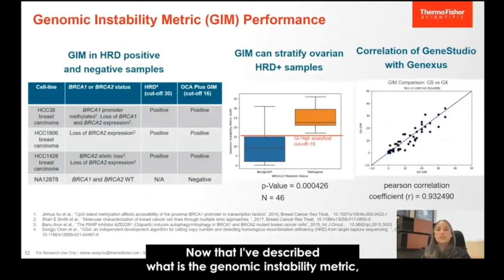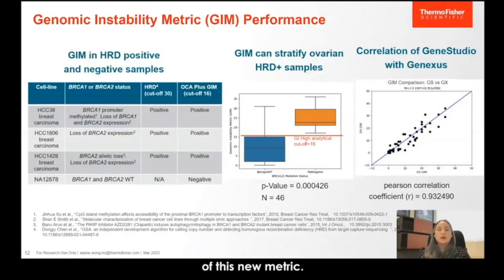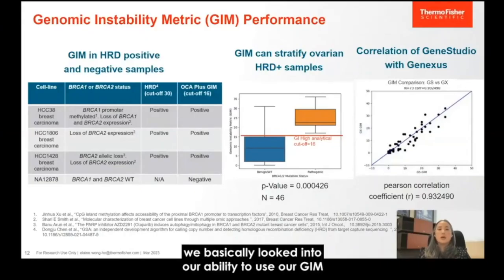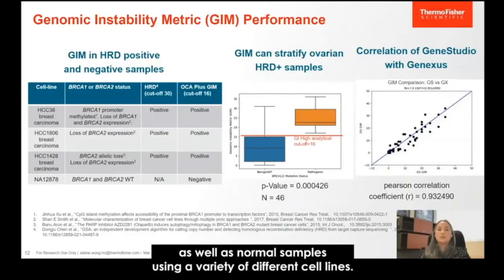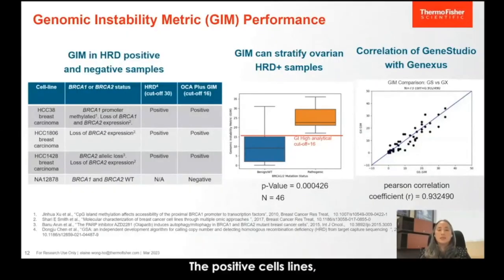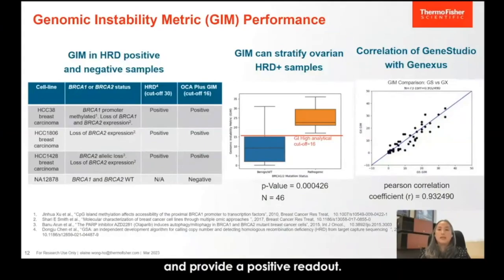Now that I described what the genomic instability metric is, let me review some of the technical performance of this new metric. On the first table here, on the left-hand side, we looked into our ability to use our GIM to differentiate between genomically unstable samples as well as stable, normal samples, using a variety of different cell lines. The positive cell lines, which are distinguished by having BRCA mutations, are all above our OCA Plus GIM threshold of 16 and provide a positive readout.